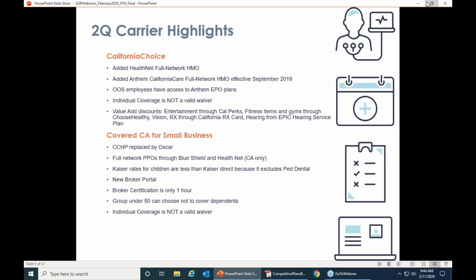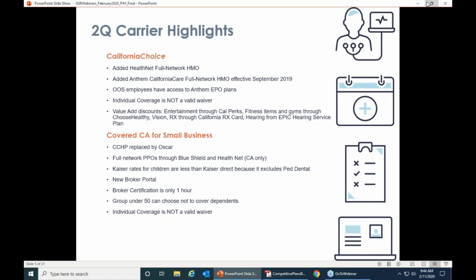Covered California. Covered California is a great product. What they have done is made a number of improvements going forward. The big one is the new broker portal. I know in the past Covered California has been a little challenging, but what we're finding now, they're not perfect, no carrier is perfect, but they are making significant progress in that direction. So if you do have groups that are looking for a full network PPO plan alongside a Kaiser, and you have minimal participation, Covered California is a great solution.